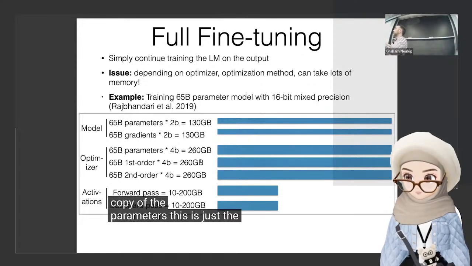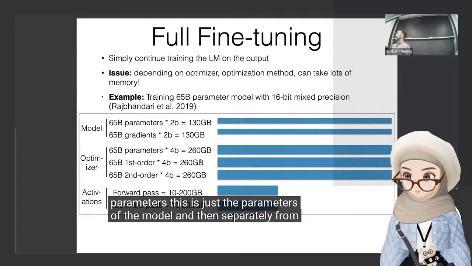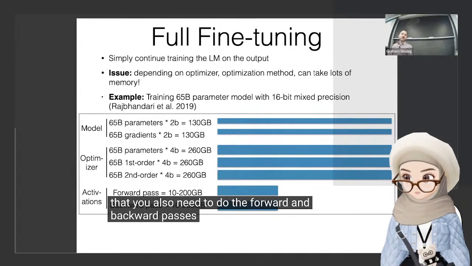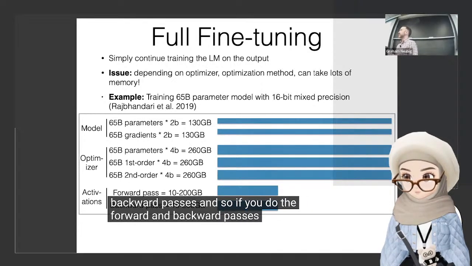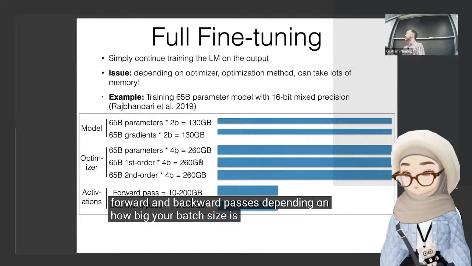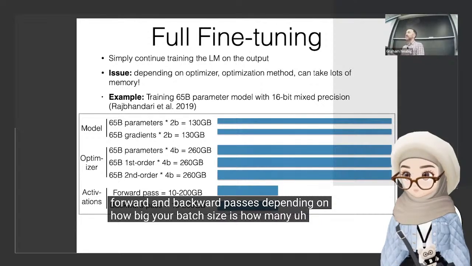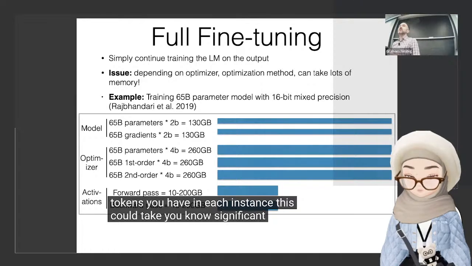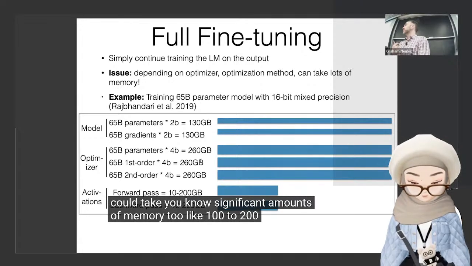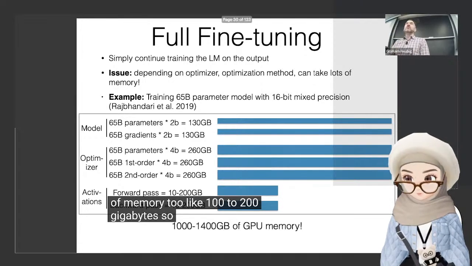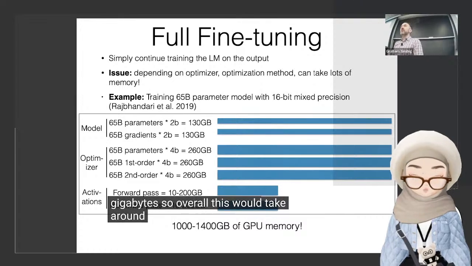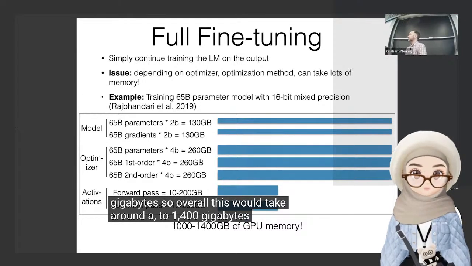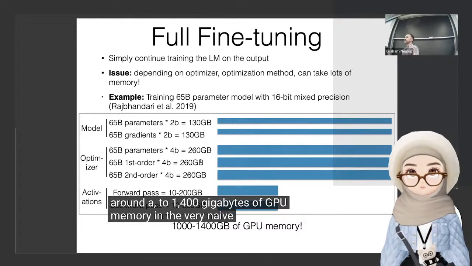This is just the parameters of the model. And then separately from that, you also need to do the forward and backward passes. Depending on how big your batch size is and how many tokens you have in each instance, this could take significant amounts of memory too, like 100 to 200 gigabytes. So overall, this would take around 1,000 to 1,400 gigabytes of GPU memory in the very naive scenario.